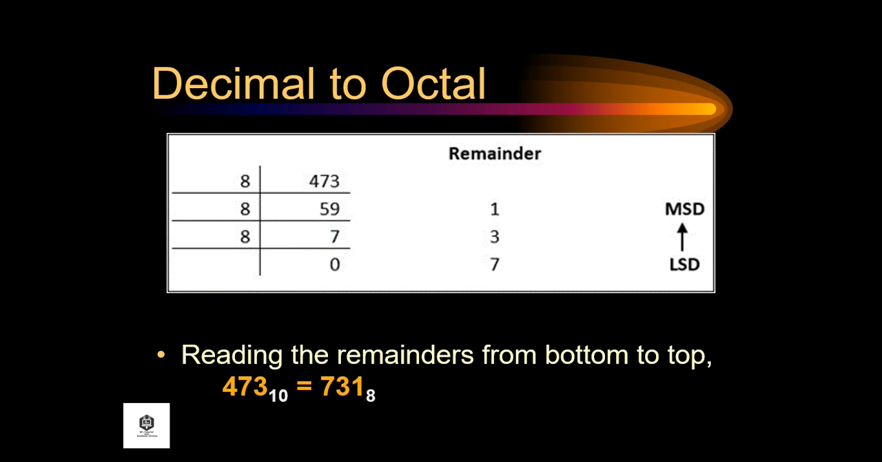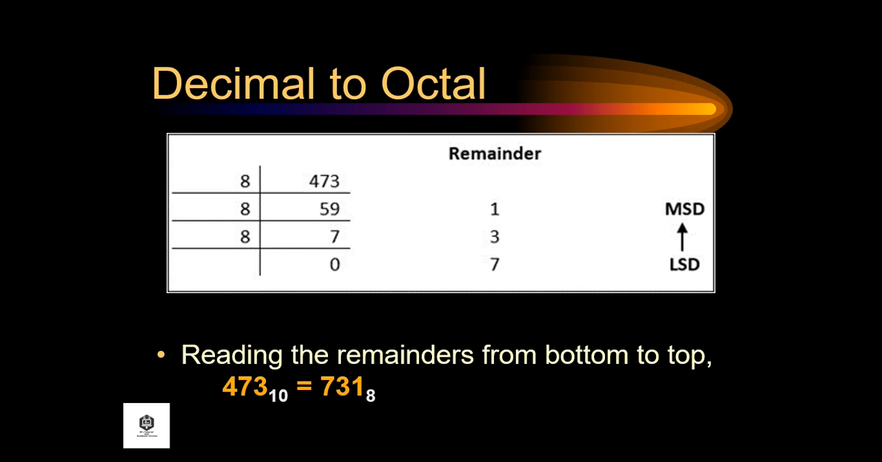So for the example, the given is 473 in decimal, and we are going to convert it into octal. So the solution will be 473 divided by 8. The output will be 59, followed by 59 divided by 8. So there will be a remainder of 1.